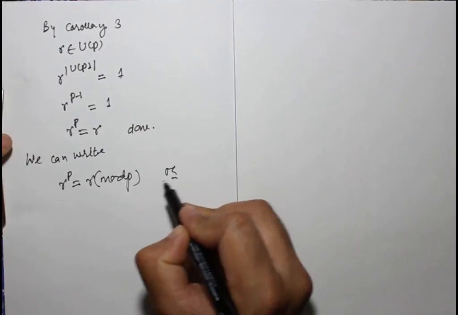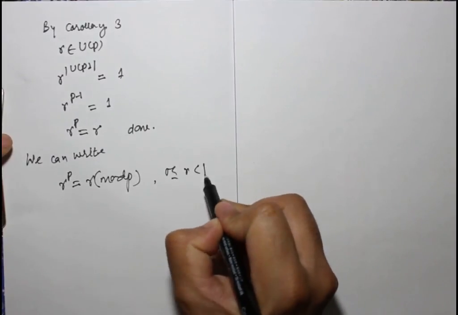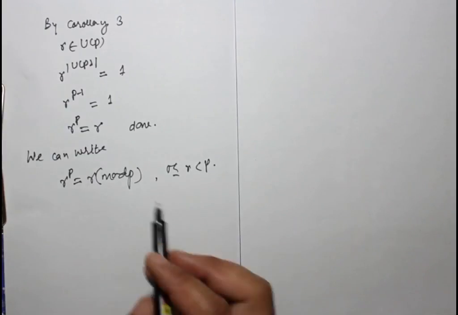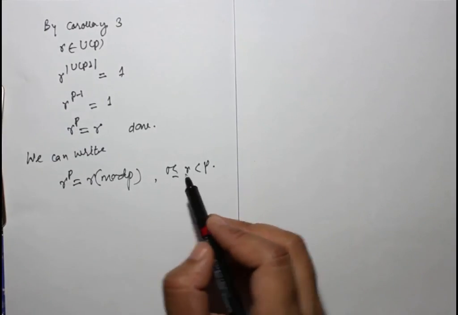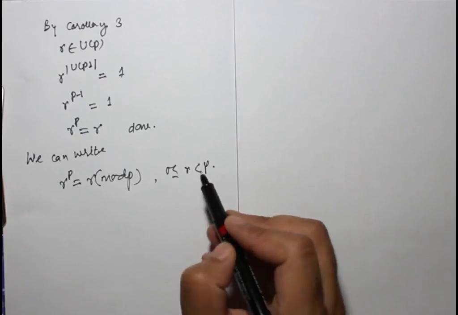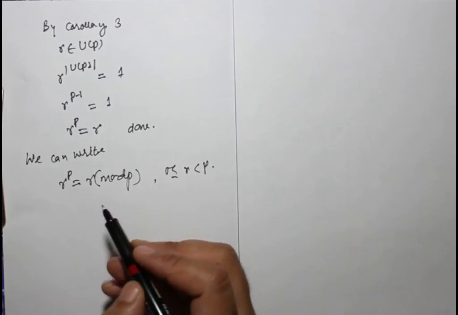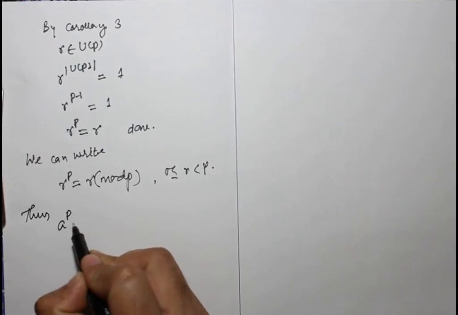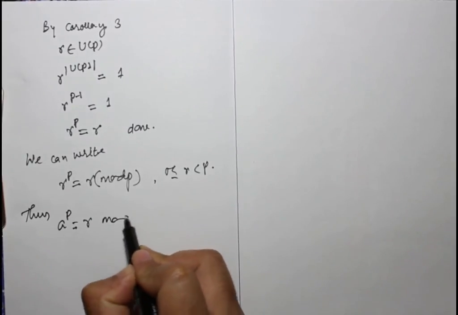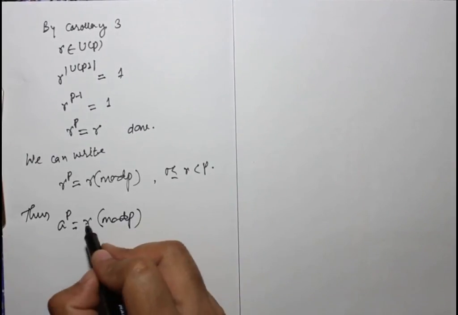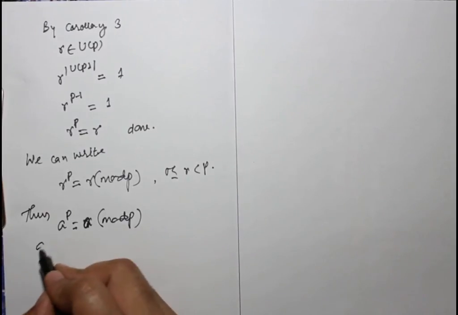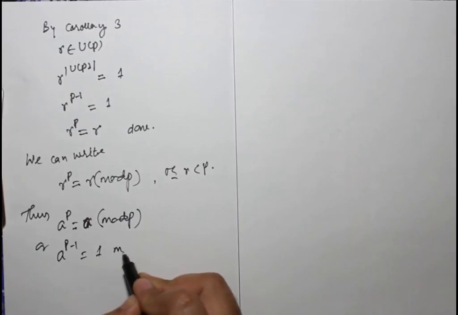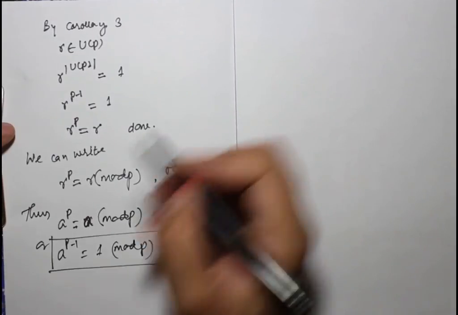for any P. If we choose r between 0 to P, we can say a to the power P equals r mod P, sorry, a or a to the power P minus 1 mod P.